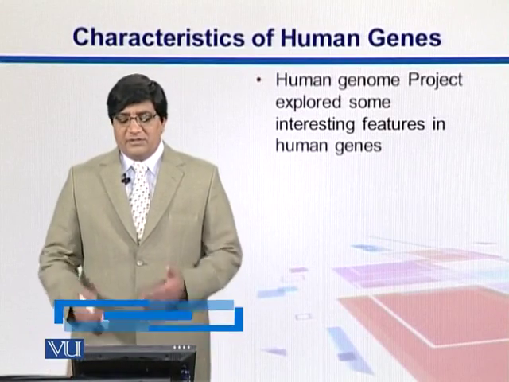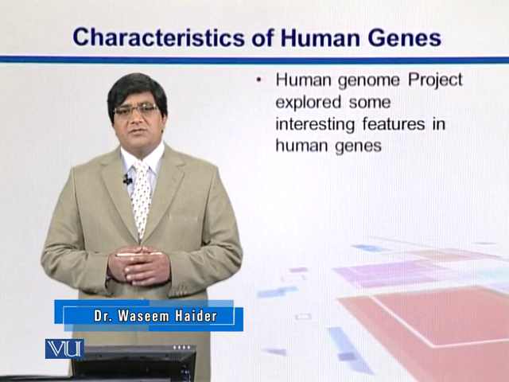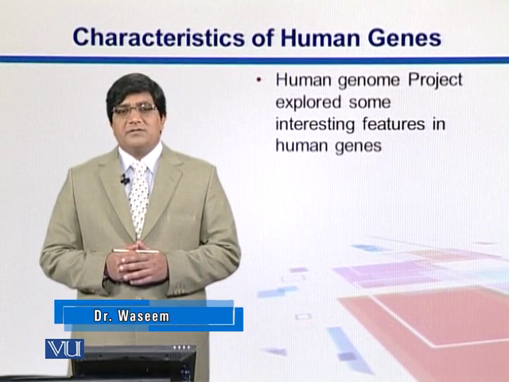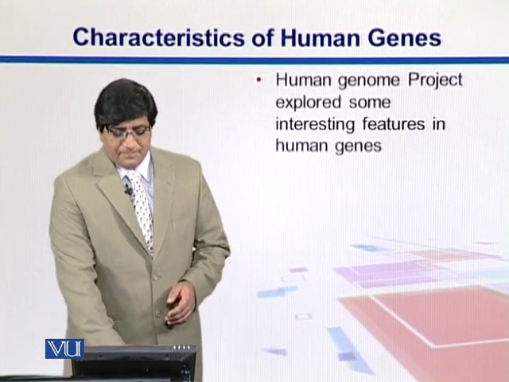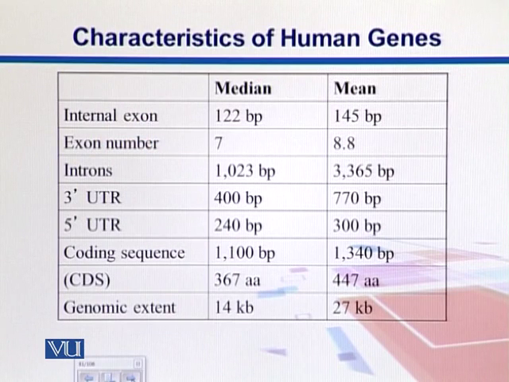So if we look into the different genes, the Human Genome Project explored some interesting features about human genes, which we can see statistics for over here. The median, in stats, is the middlemost value, whereas the mean is the average. Looking at the structures of introns and exons in proportion, exons are relatively small and introns are large. The internal exons, not the external but internal, are separated by introns.